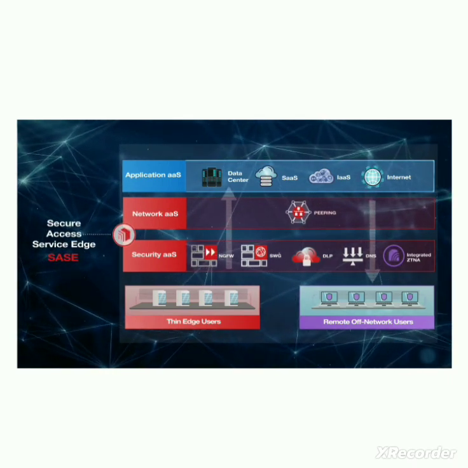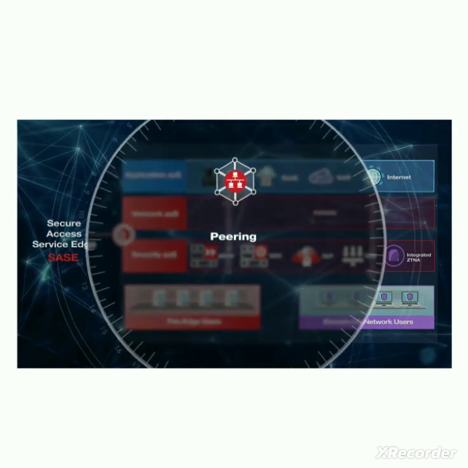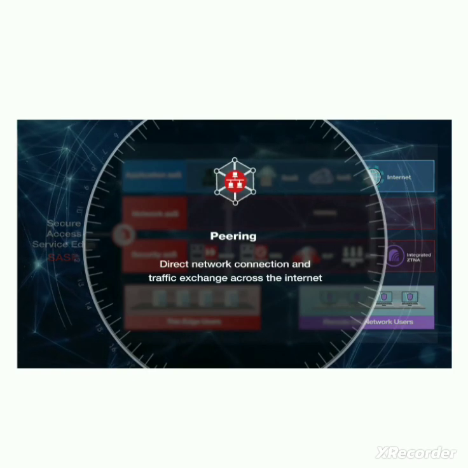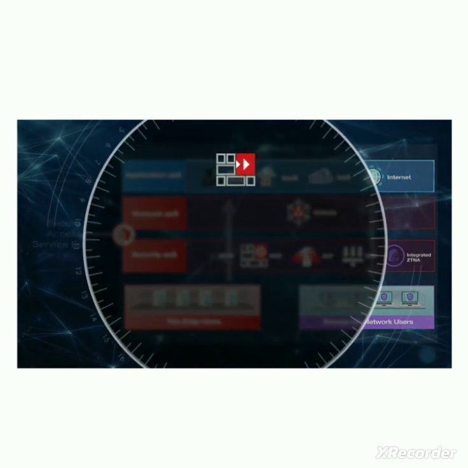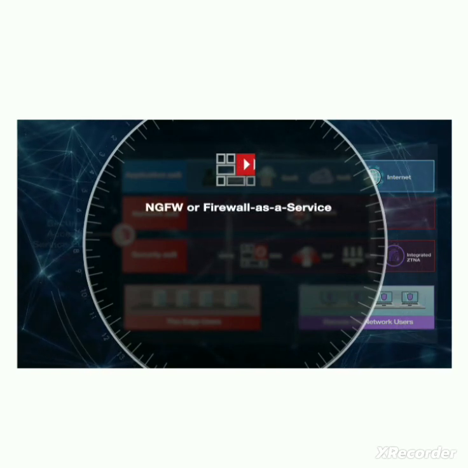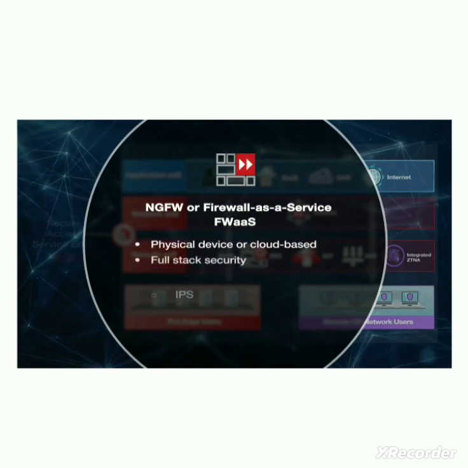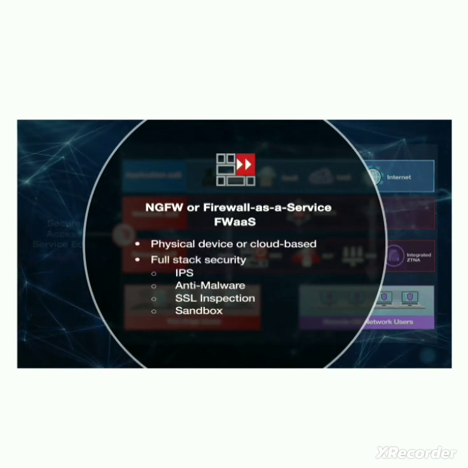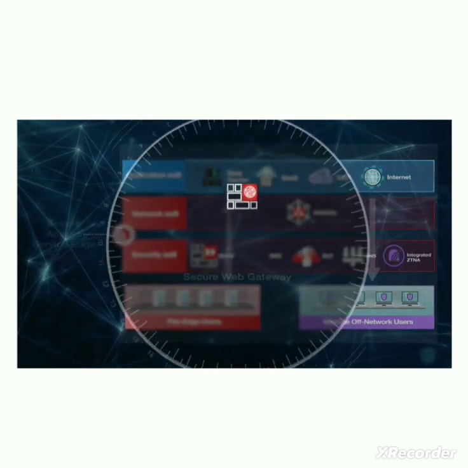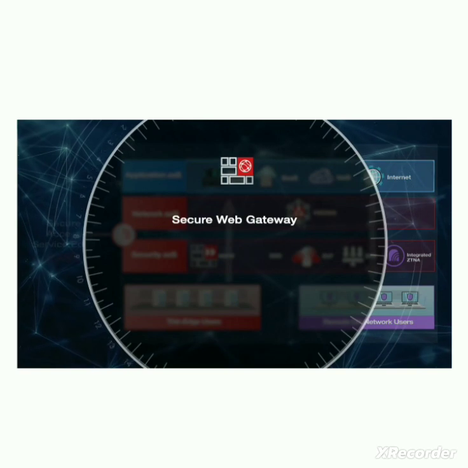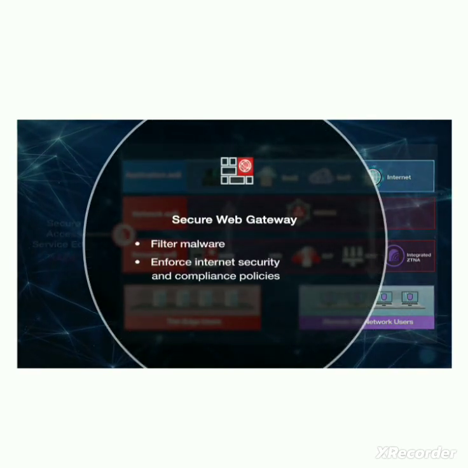A SASE solution provides integrated networking and security capabilities, including peering, which allows network connection and traffic exchange directly across the internet without having to pay a third party. A next-generation firewall, NGFW, or Cloud-Based Firewall as a Service, FWaaS, with security capabilities including intrusion prevention system, IPS, anti-malware, SSL inspection, and sandbox. A secure web gateway to protect users and devices from online security threats by filtering malware and enforcing internet security and compliance policies.